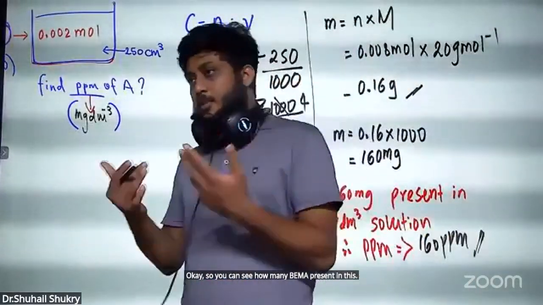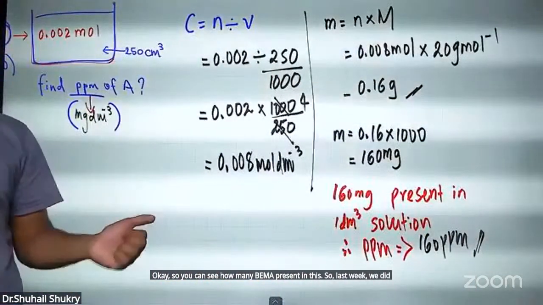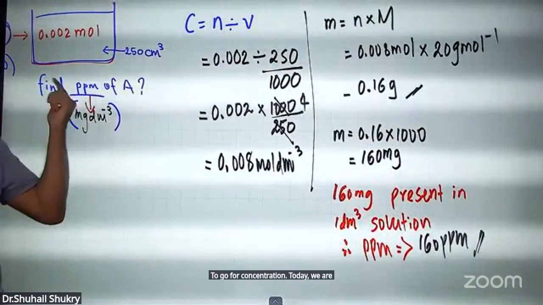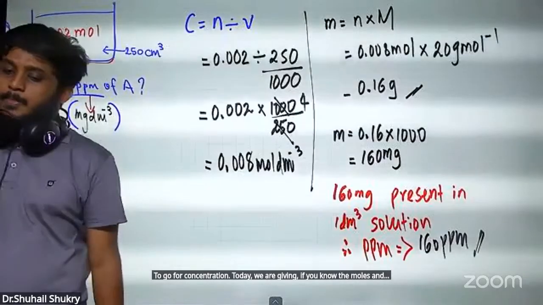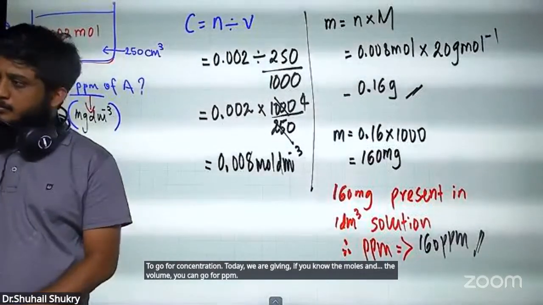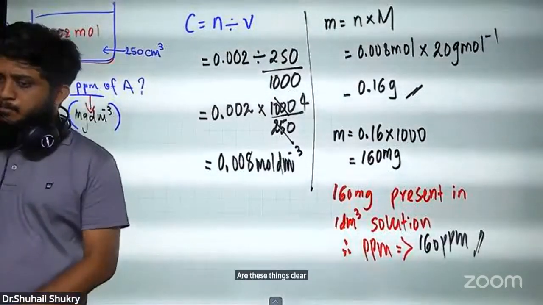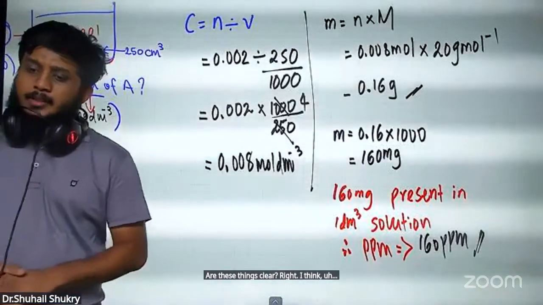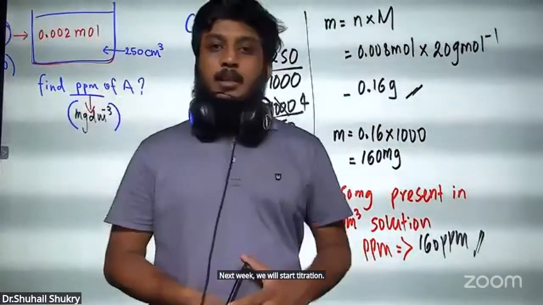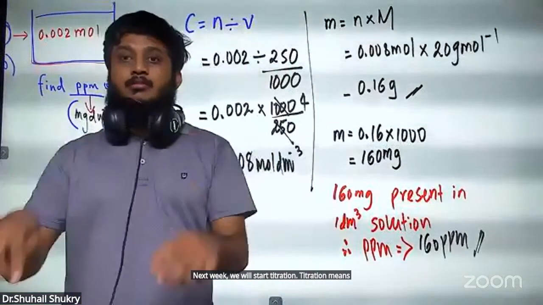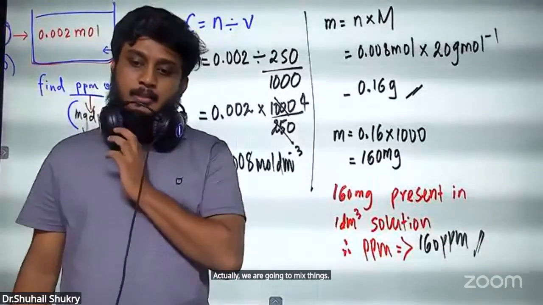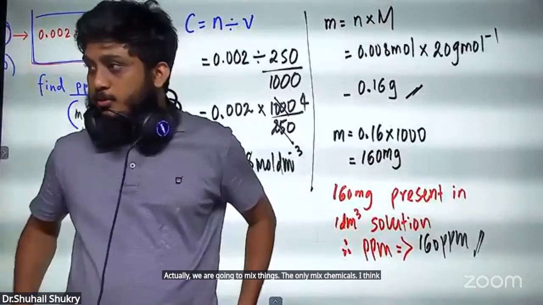Last week we did, if they give the ppm, how to go for concentration. Today, if you know the moles and the volume, you can go for ppm. Are these things clear? I think next week we will start titration. Titration means we are going to mix things, mix chemicals. I think we'll show videos also.